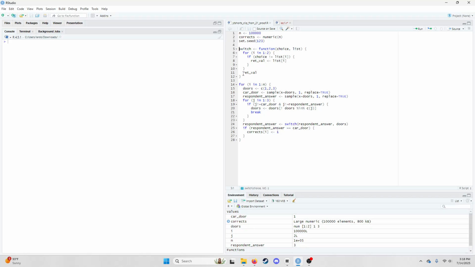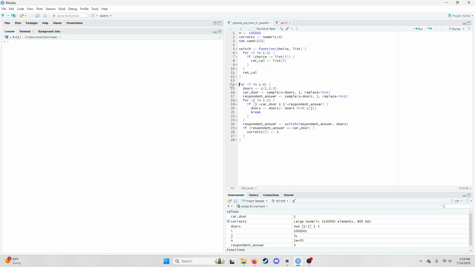I feel like there has to be an easier way to do this. I feel like this is way too complicated for just saying switch one of the options in this length 2 list to the other one, but whatever. This is for switching the doors once the other one gets removed.